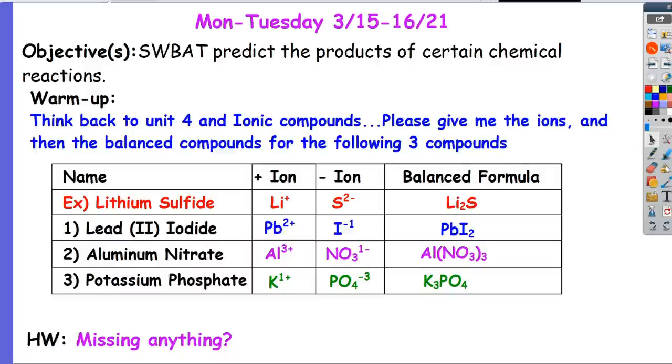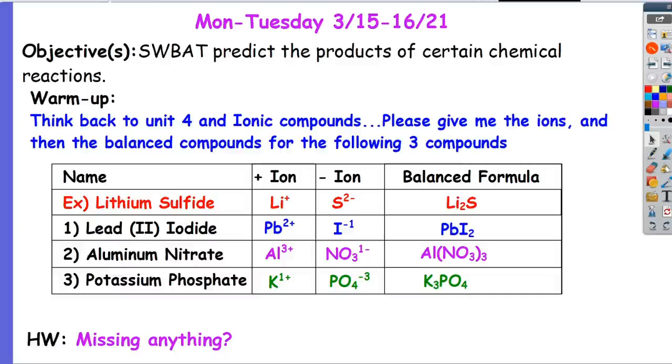So when I balance this, I use the crisscross rule. The 1 for my lithium becomes my subscript for my sulfur, which we do not write, so it's blank. And the charge of 2 on my sulfur becomes the subscript on my lithium. So I get Li2S.